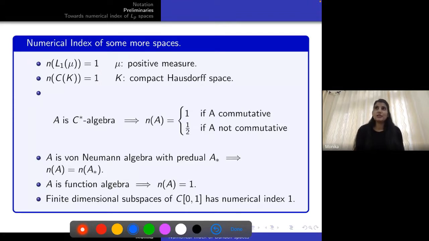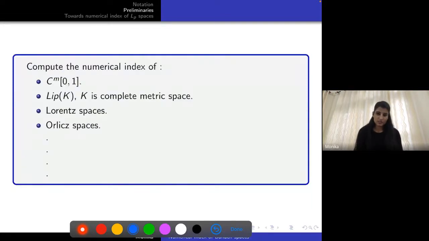And there are lots of open cases for which we don't know the numerical index and we are still looking for it. Some examples from this list are C^m[0,1], the m times continuously differentiable functions, Lipschitz functions, or Lip spaces. The list is very long. So the numerical index of these spaces is still unknown.